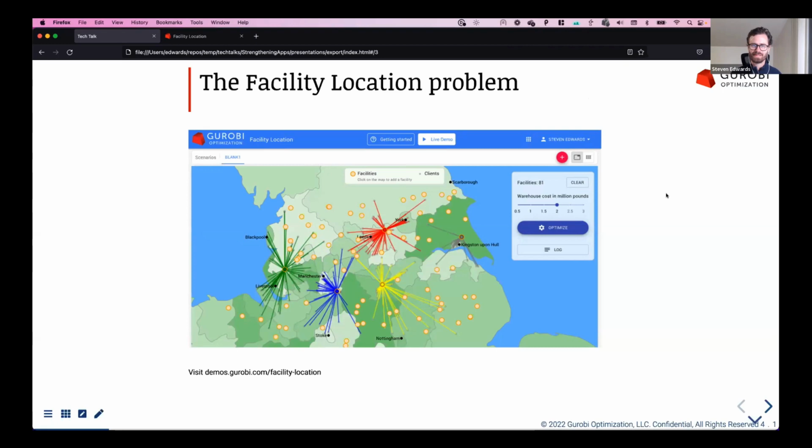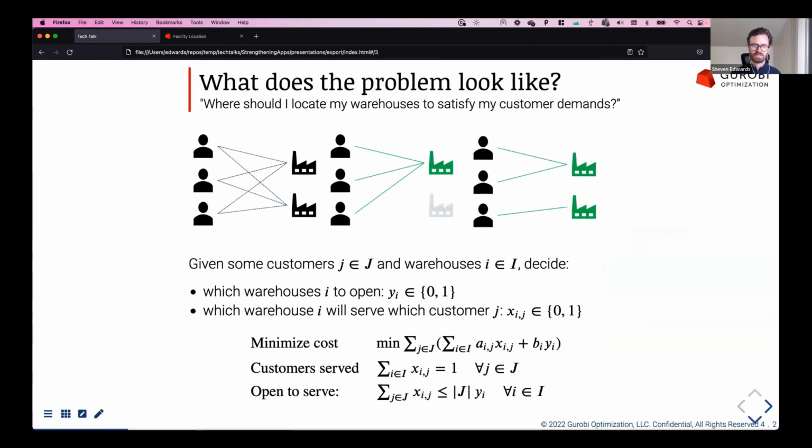So I'm going to be talking about the facility location problem. For those who don't know, we have some really nice demos on demos.gurobi.com, including the facility location. So if you're not familiar with the problem and want more of an intuition after this talk, feel free to go there and play around and see the trade-offs. But for the sake of this talk, it's quite simple to explain. The facility location problem asks the question, where should I locate my warehouses to satisfy my customer demands?